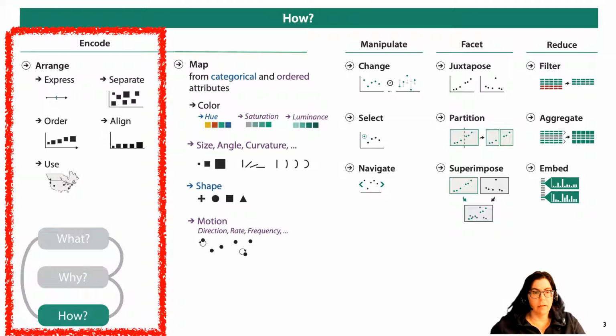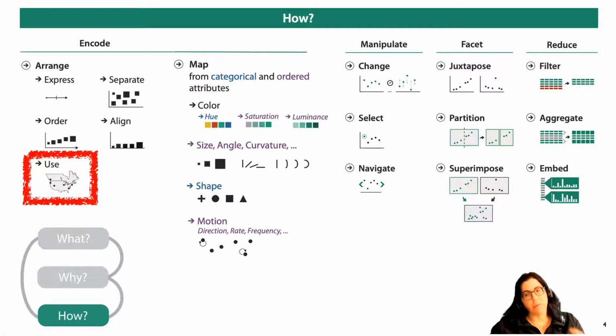kind of data. Today, we're going to talk about instead of expressing quantitative values or separating categorical data and then ordering and aligning it into different spatial regions, which was really focused on the idea of tabular data. Let's now talk about the case where we're going to use something that is given to us, that is spatial position.